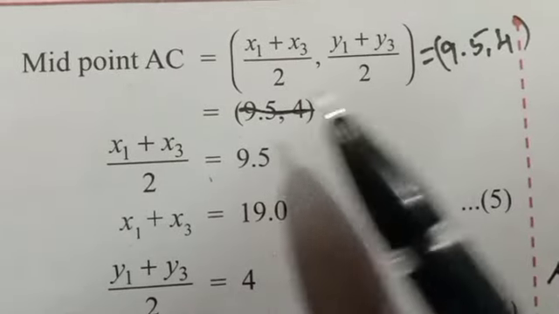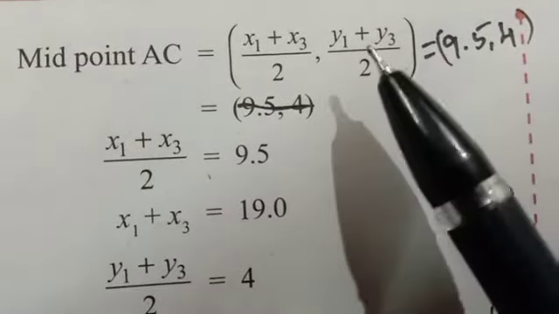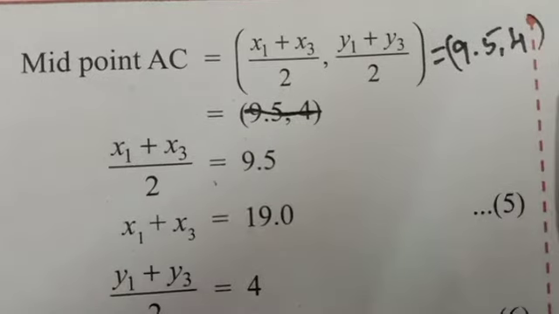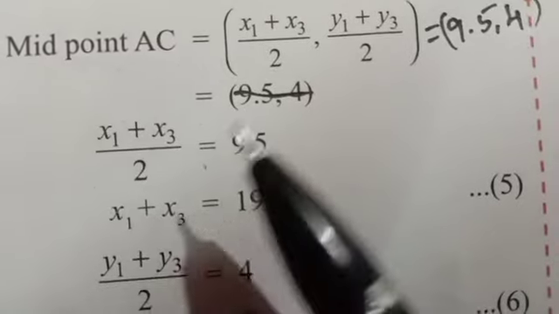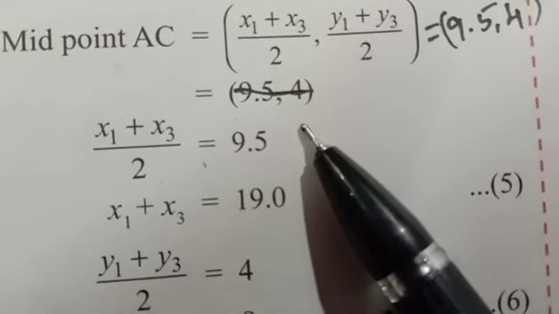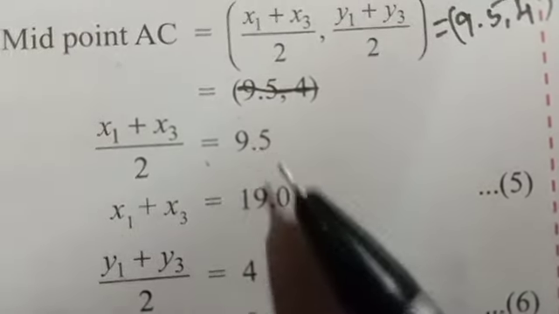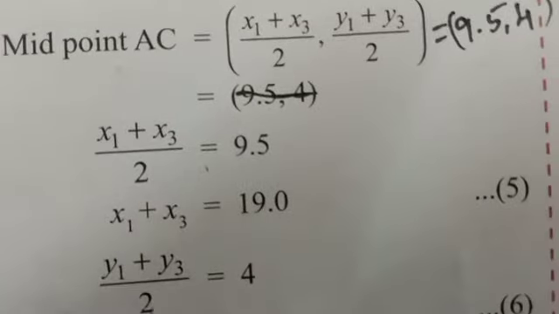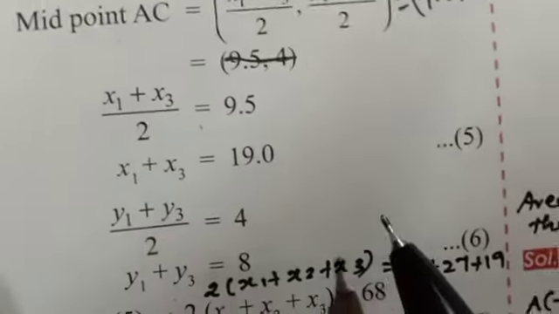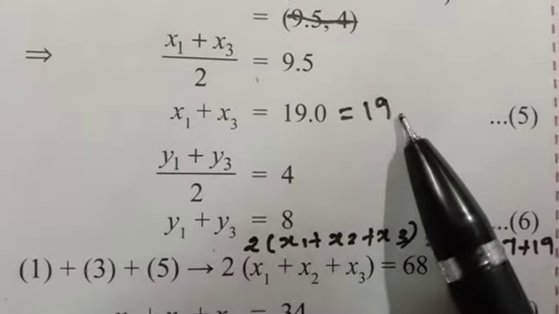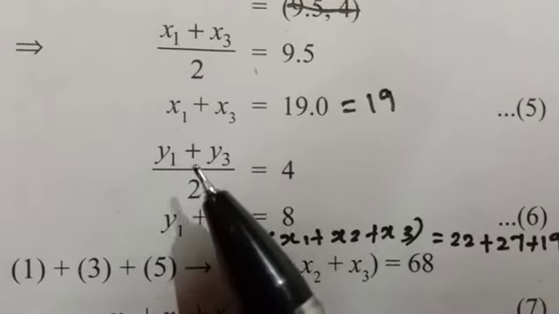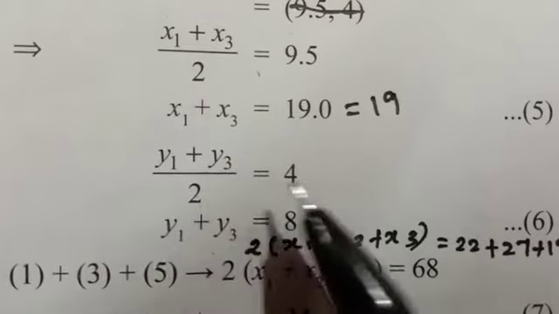(x1 plus x3)/2 is equal to 9.5, and (y1 plus y3)/2 is equal to 4. So x1 plus x3 is equal to 19.0. You have to multiply these two, you get 190, keeping one decimal place. So that is equal to 19. Next, comparing the y coordinates, (y1 plus y3)/2 is equal to 4.